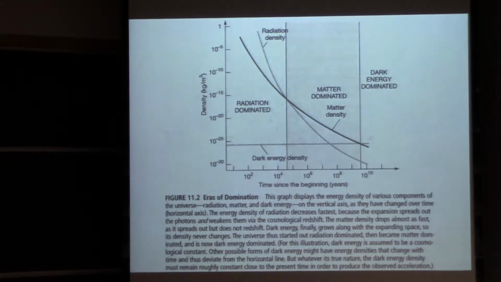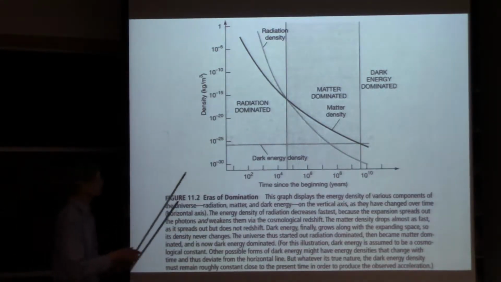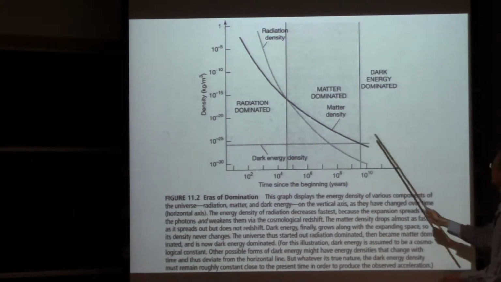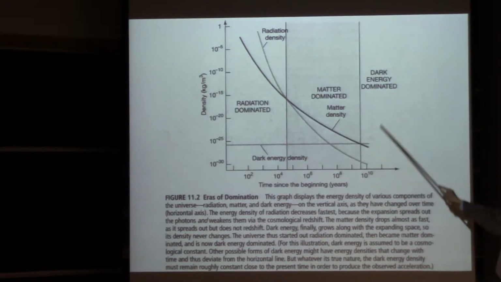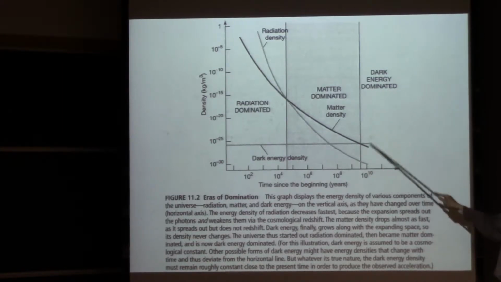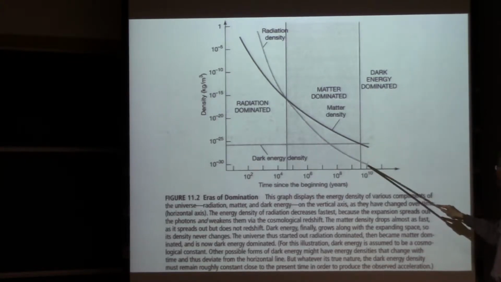And so here is the universe today. I'm sorry, it's not today. Here the axis is time since the beginning of the universe, so 10 billion years. We're at about, this would be 10 to the 11th years. We're at about 15 billion. The universe is about 14 billion years old right now. So we're right about here, okay?